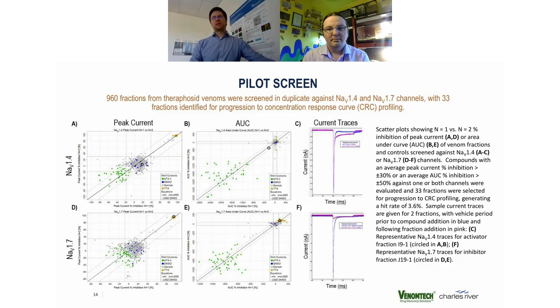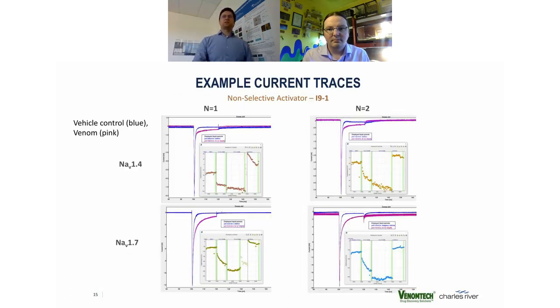And in the middle, you can see the area under curve data for activators specifically. It's not as clean as the inhibitors, largely because we didn't have an in-well activator control, so we couldn't normalize to the maximal level of activation within each well, whereas for inhibition we can normalize to the full block. So from this, we started to find some very interesting looking venom fractions. I'll show a few examples.